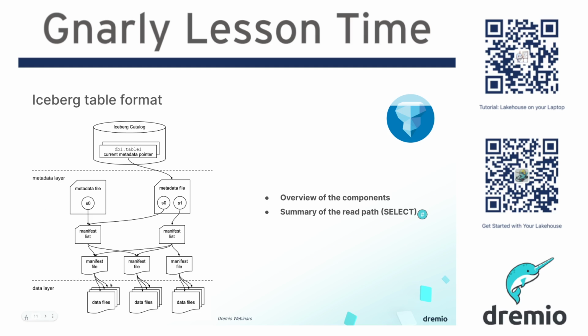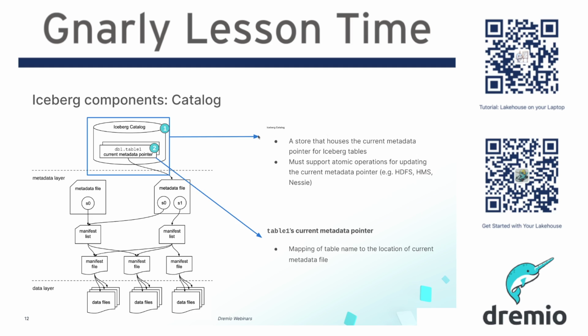The actual specification doesn't specify how the data files are written. It doesn't specify how the catalog is designed, so there are a lot of different choices for how you catalog Iceberg tables. The specification just focuses on how the metadata files, manifest lists, and manifest files are written. But these other pieces do matter.